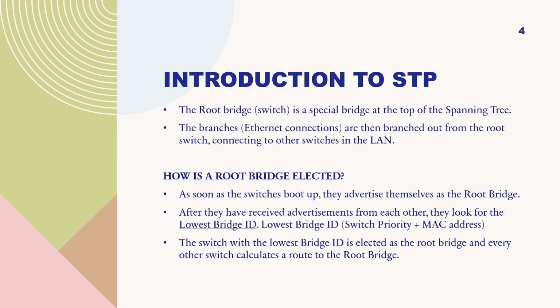How is the root bridge elected? As soon as all the switches boot up, they advertise themselves as the root bridge. After they have received all the advertisements from each other, they look for the lowest bridge ID in those packets. The packets are BPDUs, which stands for Bridge Protocol Data Unit. The bridge ID is the sum of the switch priority and the MAC address. The switch with the lowest bridge ID is selected as the root bridge, and every other switch calculates a route to the root bridge.